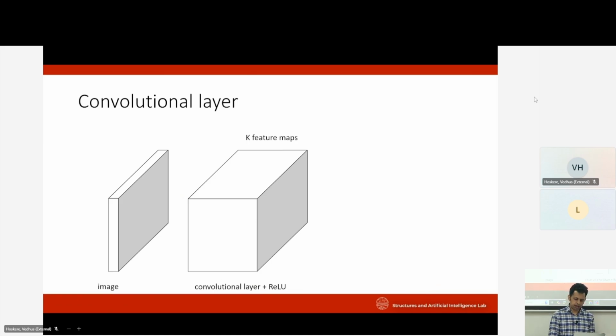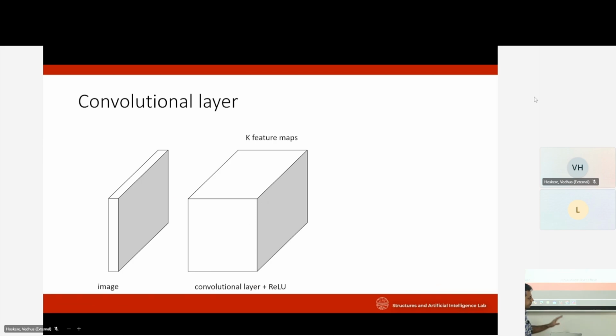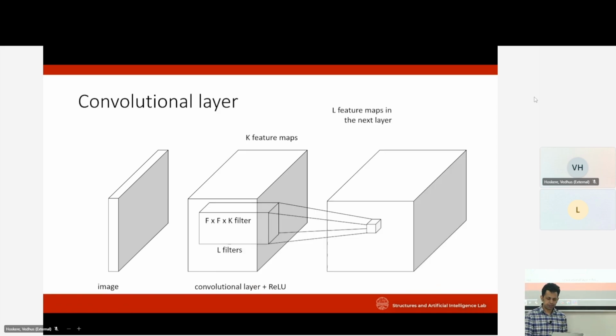And then you apply the ReLU. So now that we have K feature maps here, then you can use the 3D convolution that we spoke about. So you have an F by F by K filter. And if you have L of these, then you will have L feature maps in the next layer.